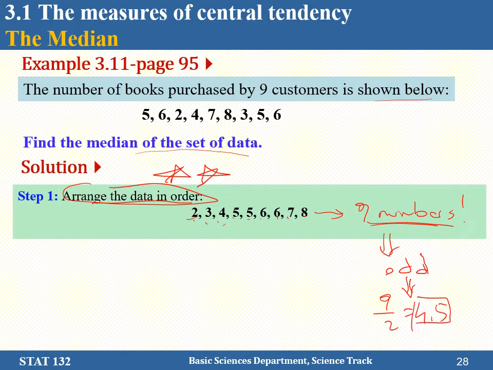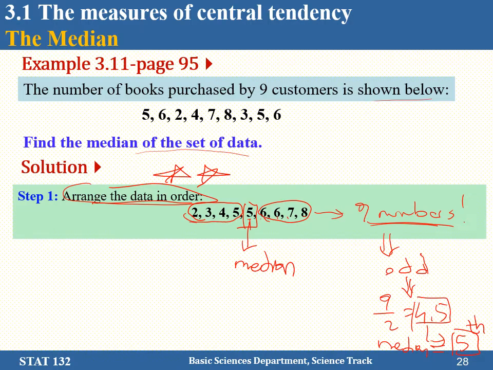So then round it up. The 5th number is the median. So it will be 1, 2, 3, 4, 5. So this is the number. If you check, this 5 here is dividing the data into two equal groups. You see here this one and this one. So 5 is the median here.